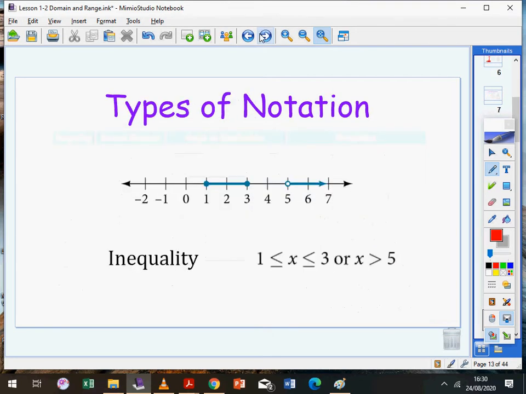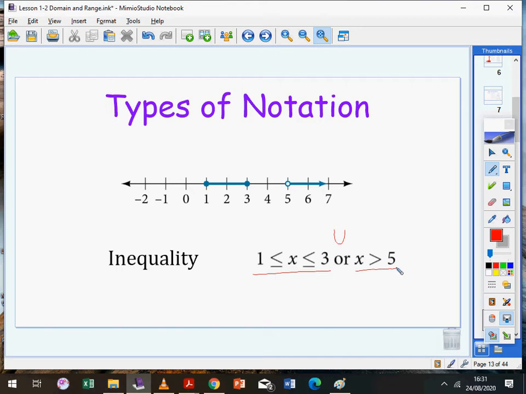The three types of notation, again, we talked about these last year. We have the inequality notation, where you write something like an inequality, just as you see here. x is between 1 and 3, both values included, or, in this case, union. Just like we talked about sets, union means all the things in this set plus all the things in that set. That's the same thing that OR means.